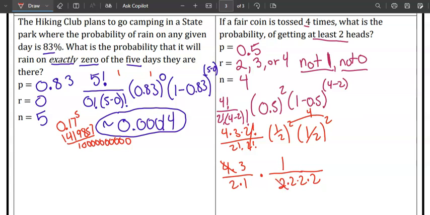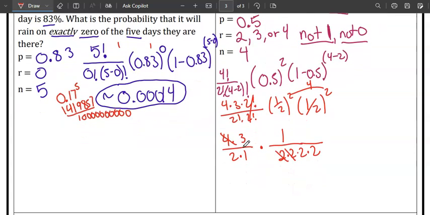And so 2 of those 2's down here would cancel. We're left with 3 over 2 times 2 times 2. That's 8. Now we want to do the same thing where r equals 3 and r equals 4. See if you can plug those into the formula. Go ahead, pause the video, and try setting those up.